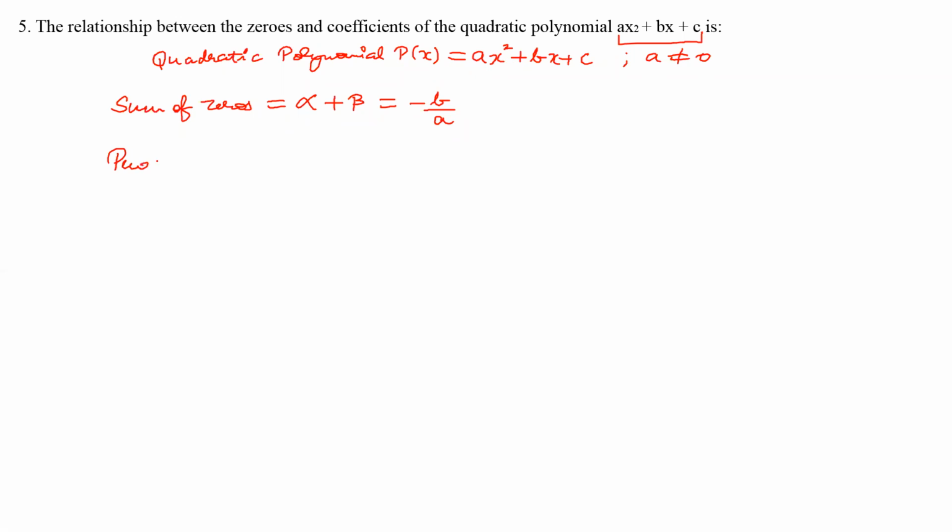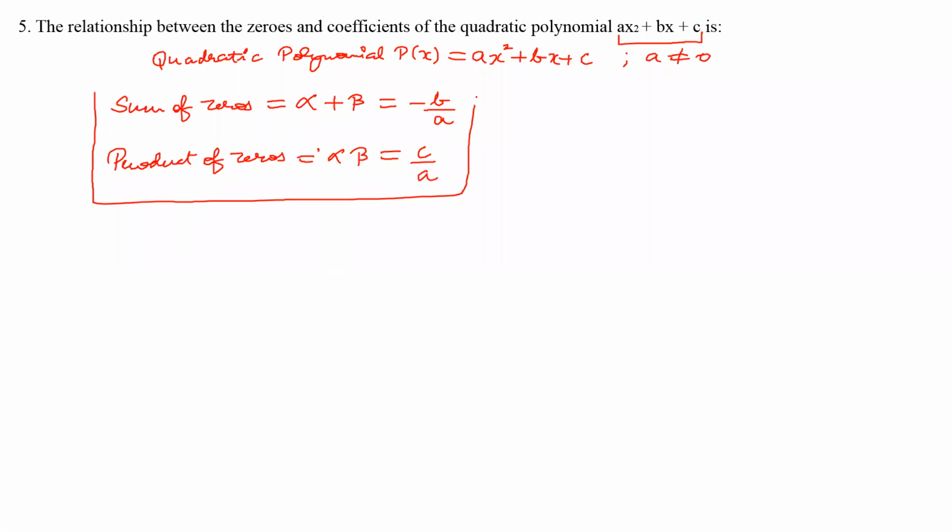Similarly, product of zeros क्या हो जाएगा फिर, product of zeros, it is nothing but alpha multiplied by beta. Okay, because the two zeros are alpha and beta, so product of zeros will become alpha multiplied by beta, which is equal to c upon a. This is the relation, sum of zeros and product of zeros of a quadratic polynomial.